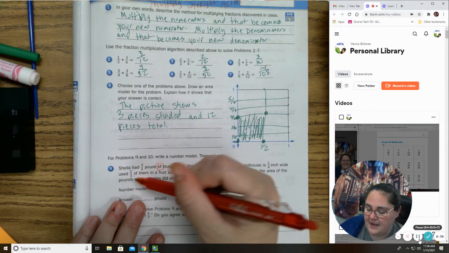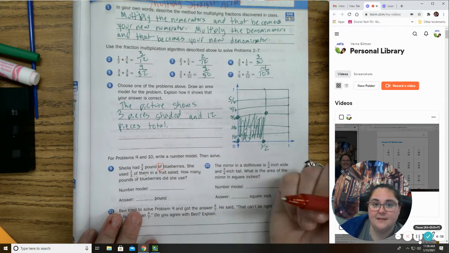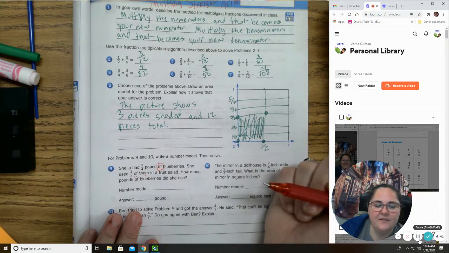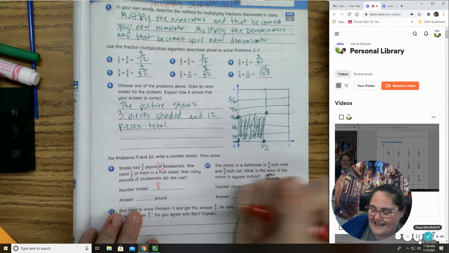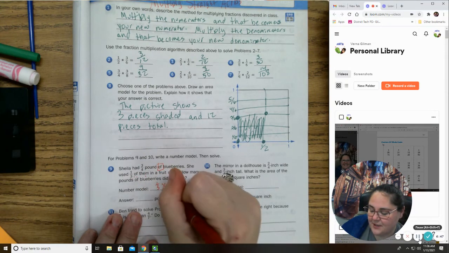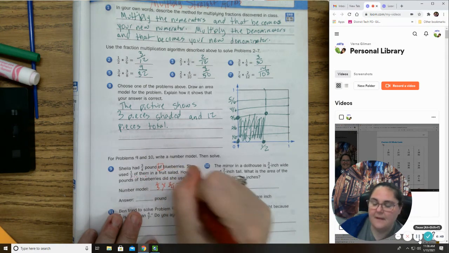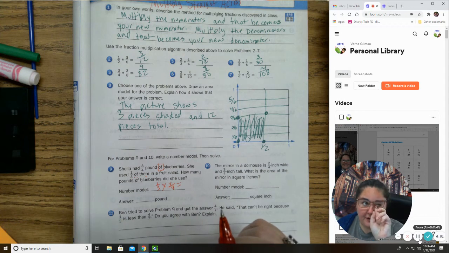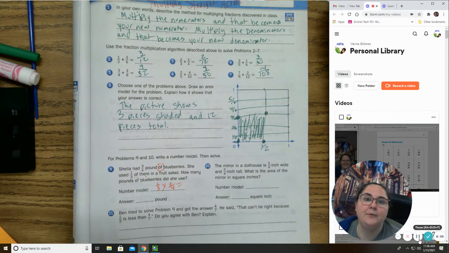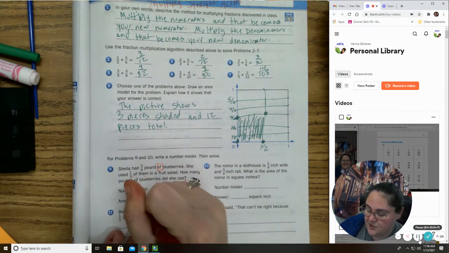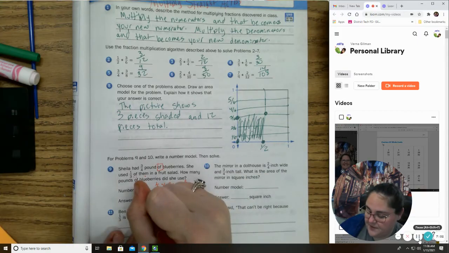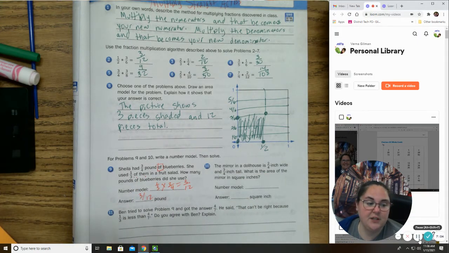So 1/3 of the blueberries. 1/3 of the blueberries. So my number model will be 1/3 times 3/4. That is why I put the 3/4 last, is because that 3/4 represents how many blueberries. 1 times 3 is 3. 3 times 4 is 12. So 3/12 of a pound is what she's going to use.